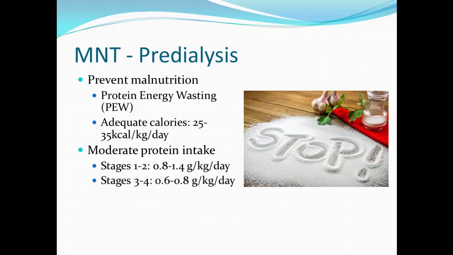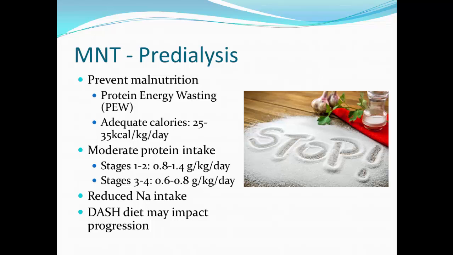Protein intake is moderate. For stages 1 to 2, we use the calculation of 0.8 to 1.4 grams per kilogram per day, and for stages 3 to 4, it's slightly more restricted at 0.6 to 0.8 grams per kilogram per day. And this restriction is to help moderate the kidney damage that can be occurring so that the kidneys are not overwhelmed by excess protein. Pre-dialysis stage also focuses on reducing sodium intake and the DASH diet has been shown to impact progression of the disease for these patients.